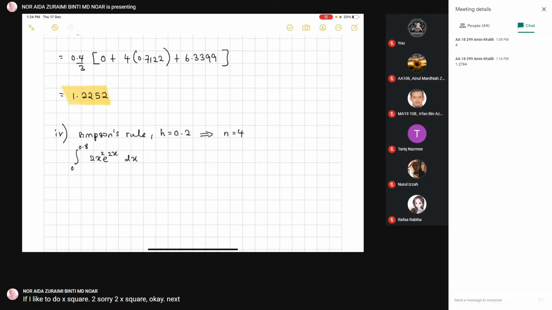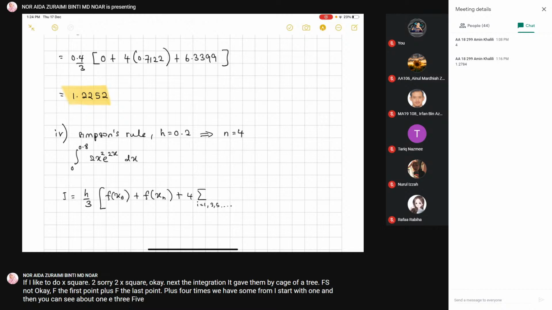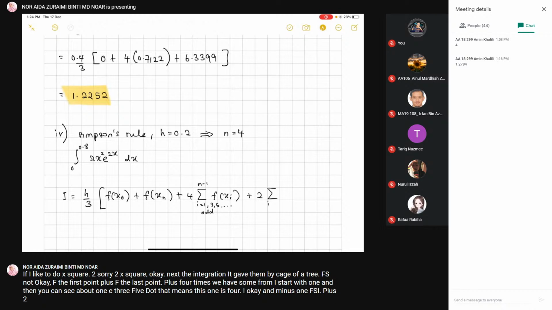The integration is given by h over 3, f(x0), the first point, plus f the last point, plus 4 times the sum from i start with 1, then 3, 5, dot dot dot. That means this one is for i odd, up to n minus 1, f(xi), plus 2 times the sum where i starts with 2, then 4, 6, dot dot dot. That means i is even, up to n minus 2, f(xi).